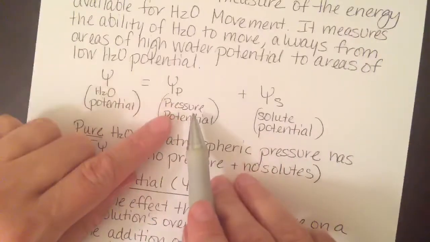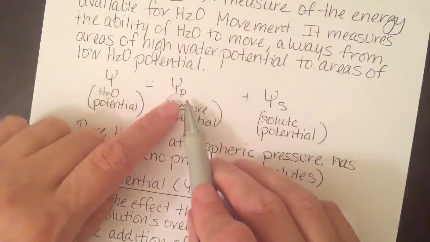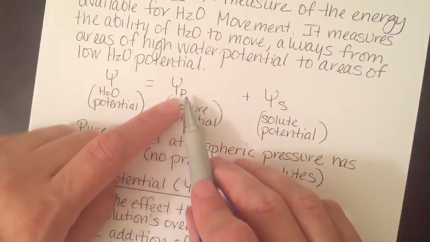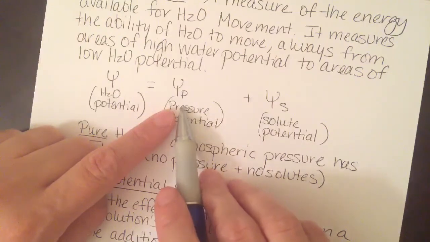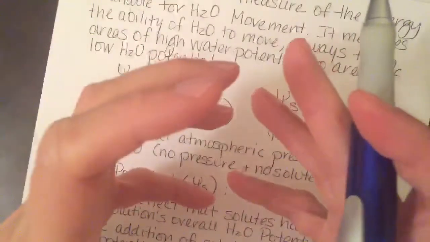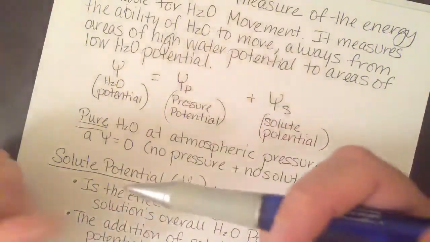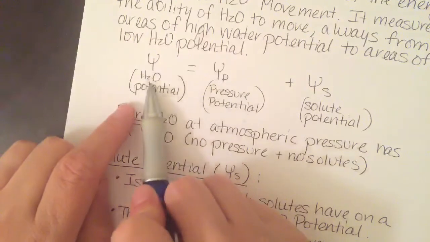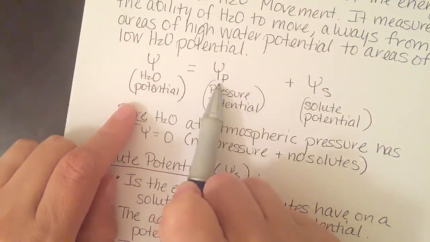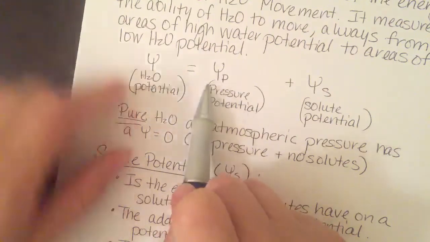So if there's no pressure, the pressure potential is 0. If there's any pressure whatsoever, is that going to increase or decrease the likelihood that water is going to move? If you add pressure to a cell, squeeze it, it's going to increase the likelihood that the water is going to be squeezed out of the cell. So any pressure is going to increase the water potential. So therefore, pressure is always going to be what kind of number? Positive or negative? It's going to be positive.